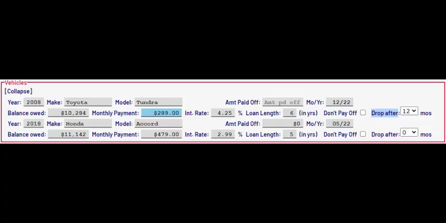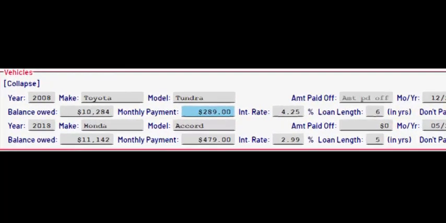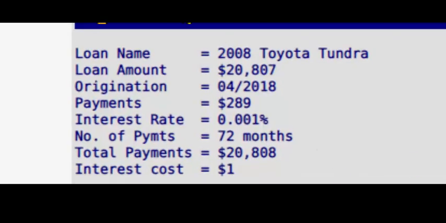I will show you the table for this. So I did run this at one time with a 0 interest rate. And so it's a 2008 Toyota. The original amount was $20,807. The origination date of this purchase was calculated to be 04 of 2018. The payment's at $289, interest rate 0.